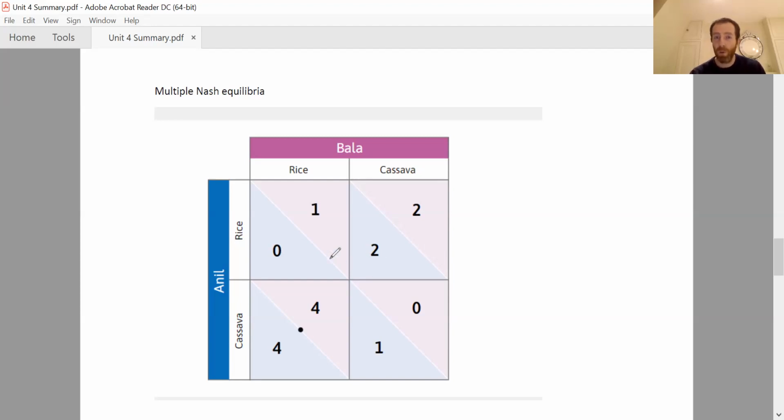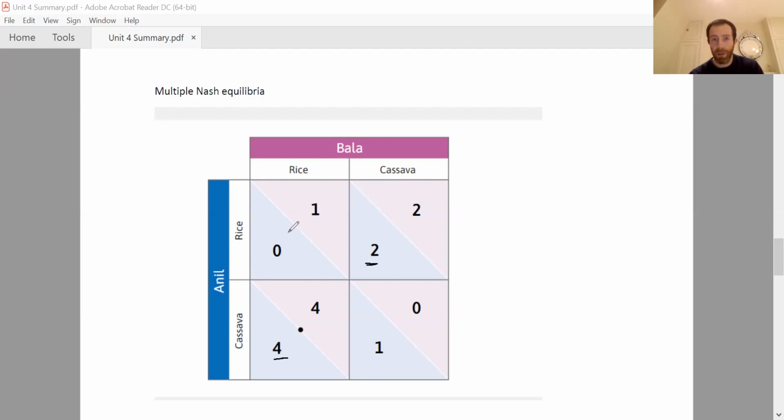So let's go through this using the best response idea. If I'm Anil and Bala chooses rice, if I go with rice, I get 0. If I go with cassava, I get 4. Obviously 4 is better. If Bala goes with cassava, I go with rice, I get 2. I go with cassava, I get 1. So I'm going to go with rice because 2 is better.